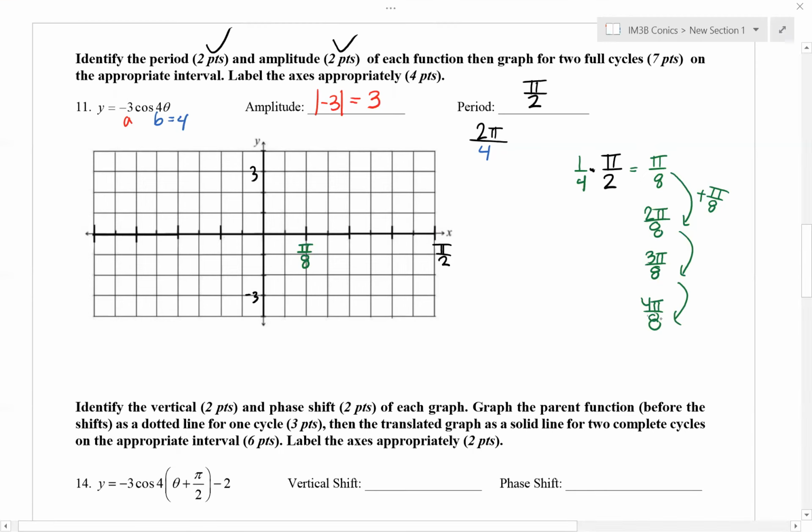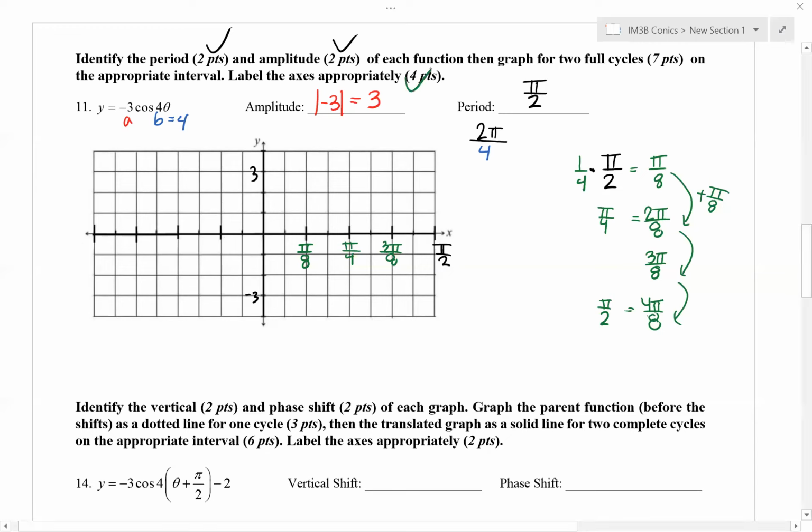I want to simplify anything that I can. So since 2 and 8 are both even, I actually want to write this as pi over 4 on my x-axis. And then 3 pi over 8, I can't simplify. And then this should be pi over 2 because that's the end of the cycle. I already have it labeled, and we can notice that 4 goes into 8 twice, so that becomes pi over 2. Okay, so we're done with our x-axis.